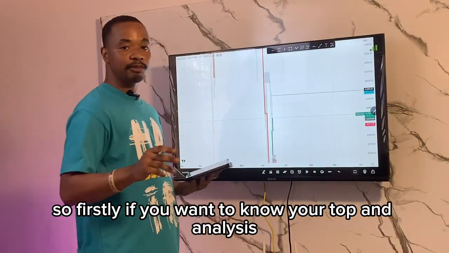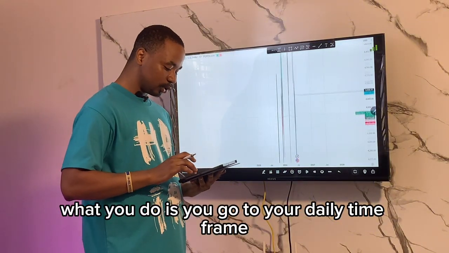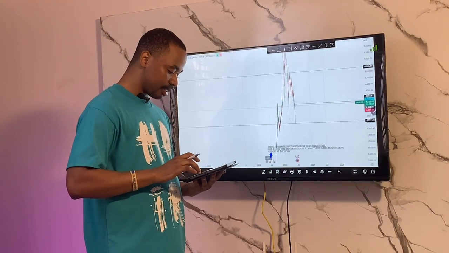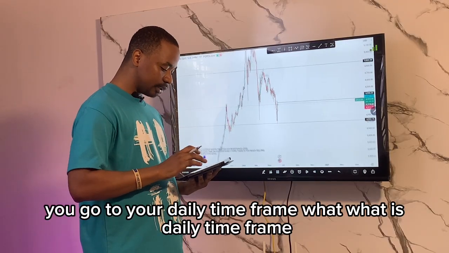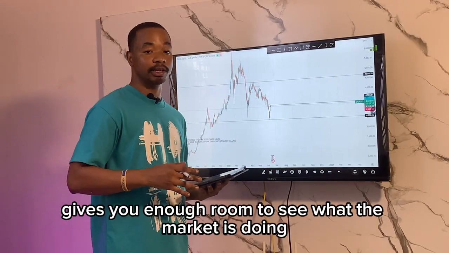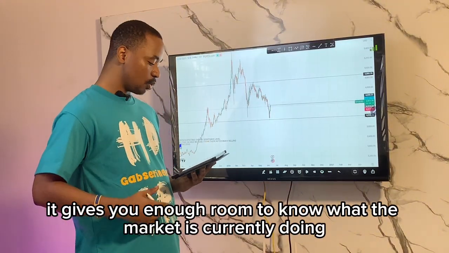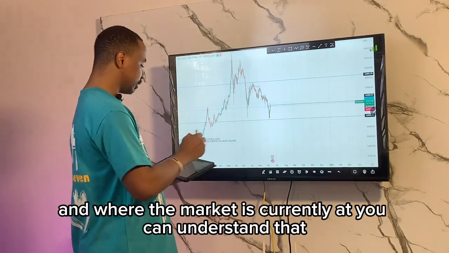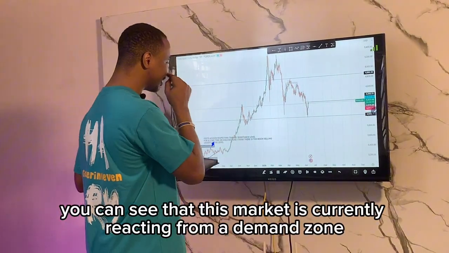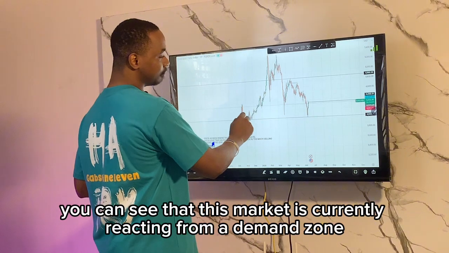So firstly, if you want to do your top-down analysis, you go to your daily time frame. What is the daily time frame? The daily time frame gives you enough room to see what the market is doing. It gives you enough room to know what the market is currently doing and where the market is currently at. You can see that this market is currently reacting from a demand zone.